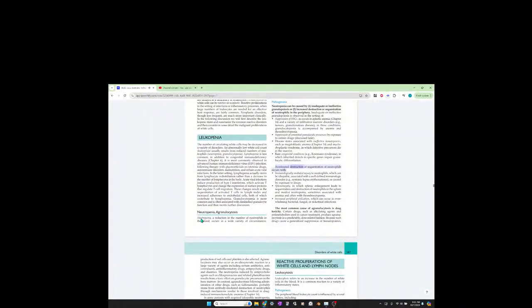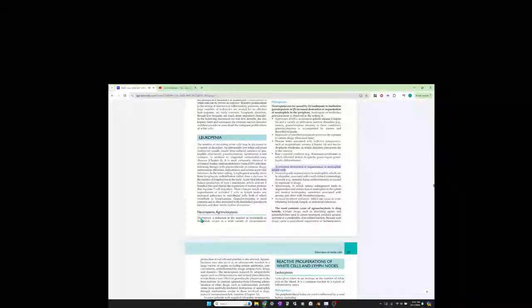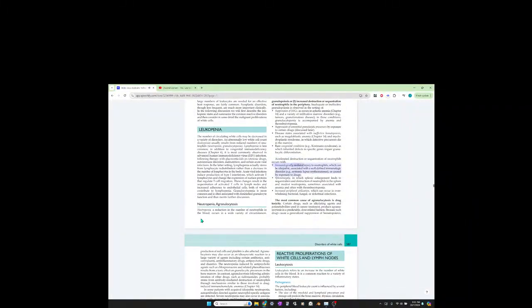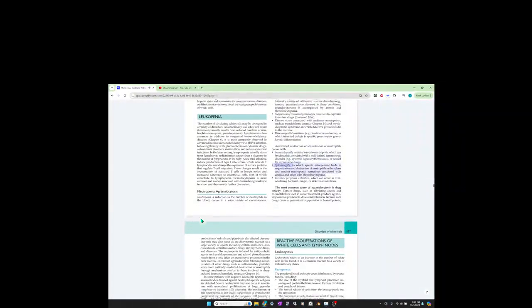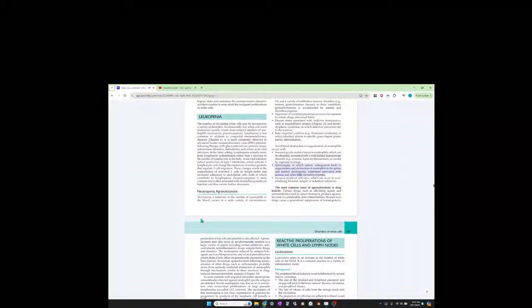Accelerated destruction or sequestration of neutrophils occurs with immunologically mediated injury to neutrophils, which can be idiopathic, associated with a well-defined immunologic disorder or caused by exposure to drugs. Splenomegaly, in which splenic enlargement leads to sequestration and destruction of neutrophils in the spleen, and modest neutropenia, sometimes associated with anemia and often with thrombocytopenia. Increased peripheral utilization, which can occur in overwhelming bacterial, fungal, or rickettsial infections. The most common cause of agranulocytosis is drug toxicity.